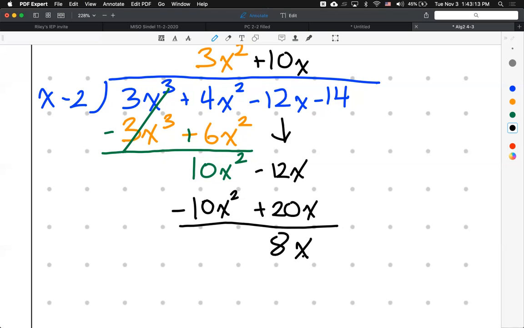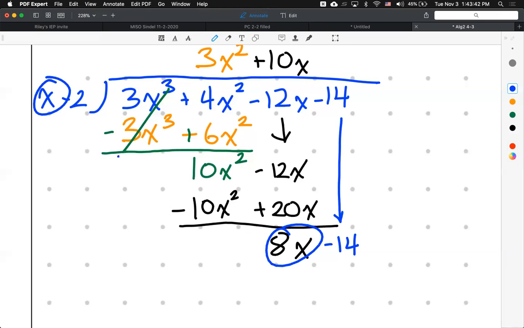All right, next step. Sorry, Wyatt. I know, I feel bad. Jenny. You do indeed bring down the negative 14 right here. And still on Jenny, what do I need to multiply this x by in order to get to 8x? Close. 8x times x is 8x squared.